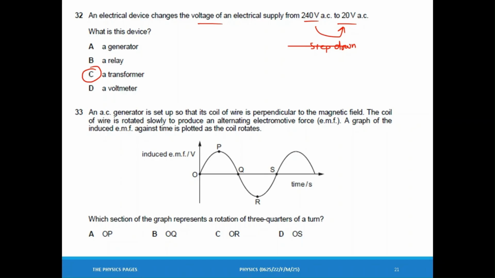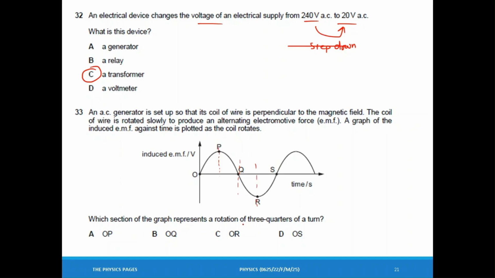An AC generator generates electric current or EMF when the rectangular coil moves. So the rectangular coil, when it moves, has four quarters, from first to fourth. In each quarter you have a different value of the EMF induced. For example, in the first quarter the voltage moves from O to P. In the second quarter it reaches Q. In the third quarter it reaches R.